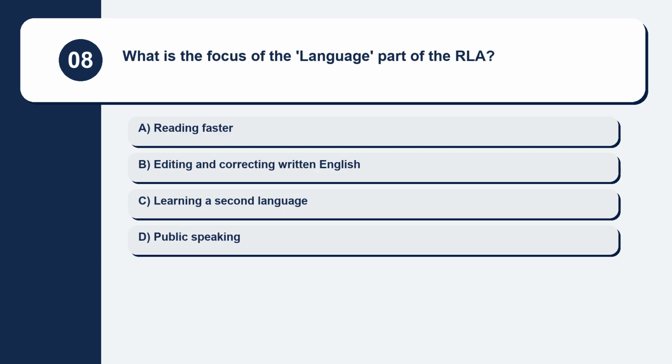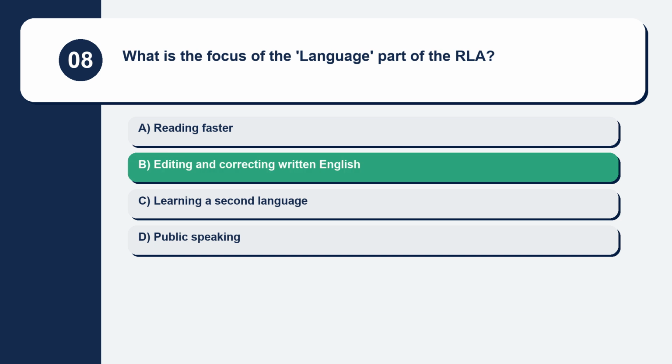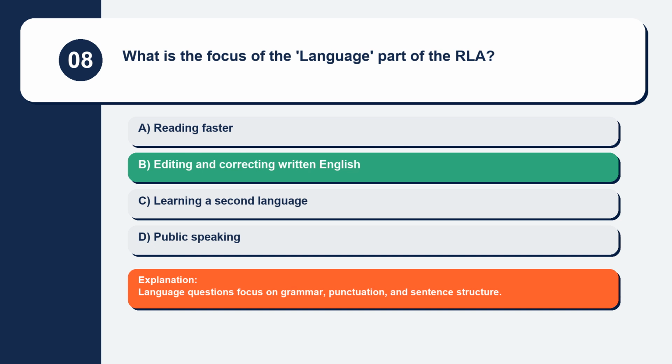Question 8. What is the focus of the language part of the RLA? Reading faster. Editing and correcting written English. Learning a second language. Public speaking. Language questions focus on grammar, punctuation, and sentence structure.